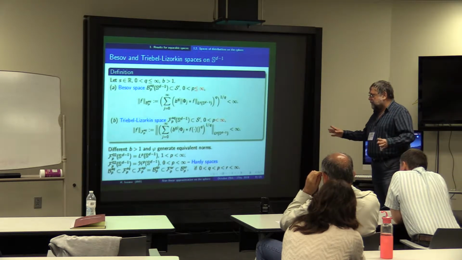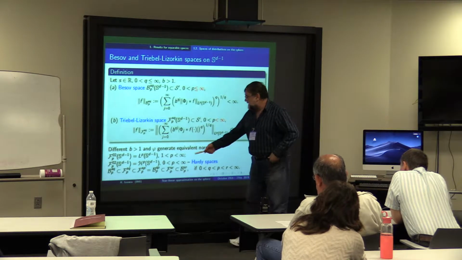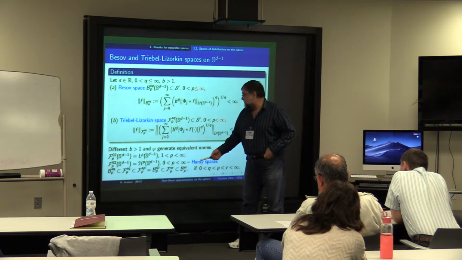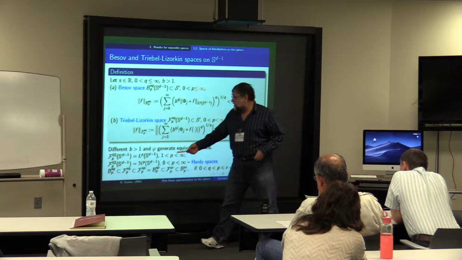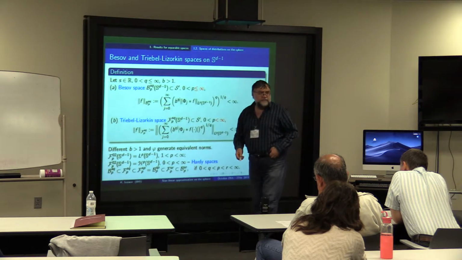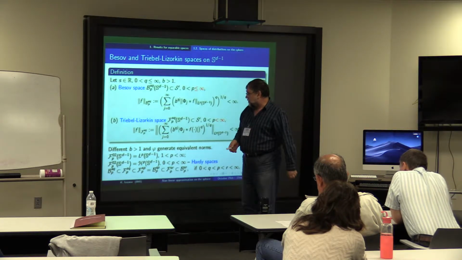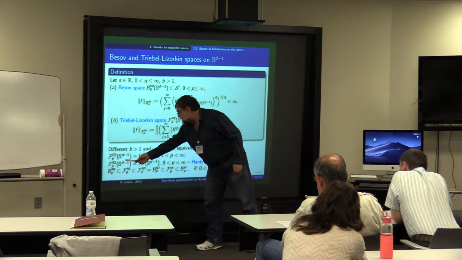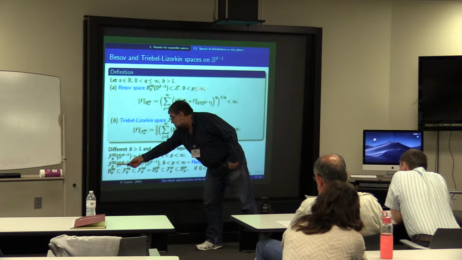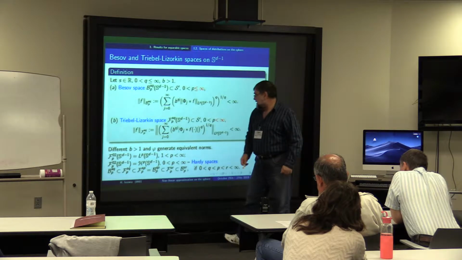Okay, now some more properties. When you're on the sphere and p is strictly between 1 and infinity, the Triebel-Lizorkin space with smoothness s equal to 0 and second fine index q equal to 2 coincides with the L^p space. Similarly, on the ball, the Triebel-Lizorkin space F^0_{p,2} coincides with the Hardy space for p between 0 and infinity.